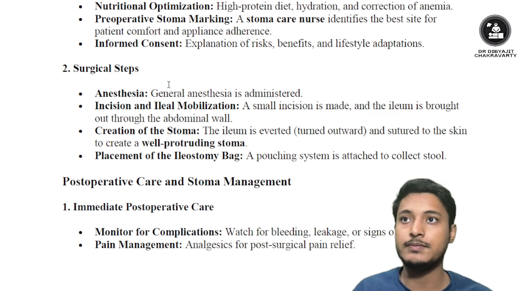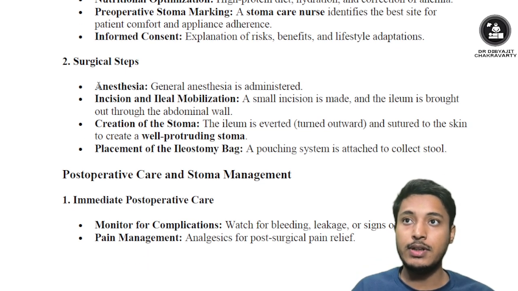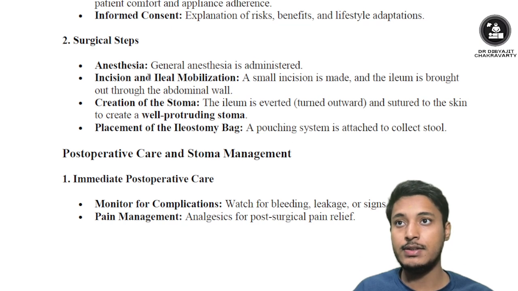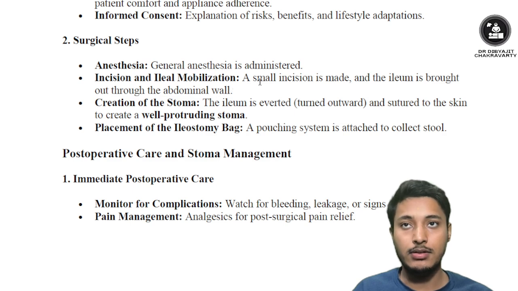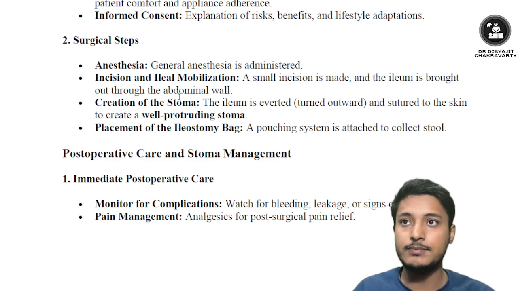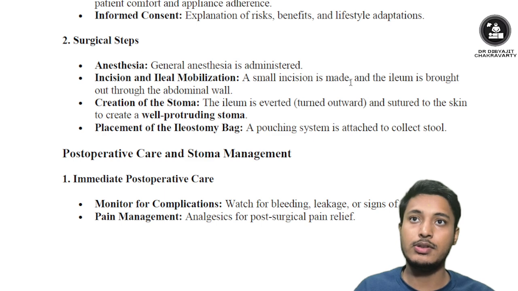following the procedure. Surgical steps include essentially general anesthesia and incision and ileal mobilization. A small incision is made in the desired site and the ileum is brought out through the abdominal wall. This is done mostly in the right iliac fossa, and the incision is a linear one in cases of temporary stoma, and it may be a disc-shaped incision in the permanent stoma.